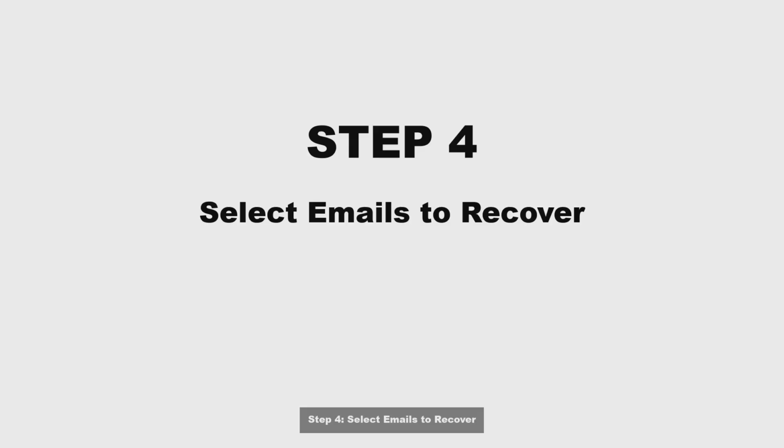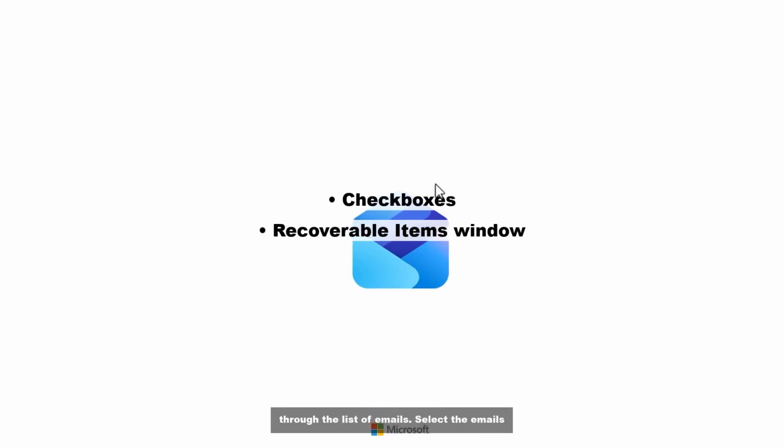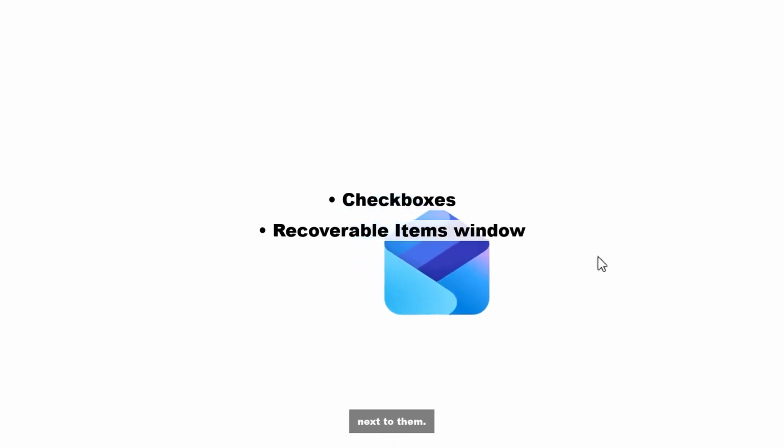Step 4. Select emails to recover. In the Recoverable Items window, browse through the list of emails. Select the emails you want to recover by checking the boxes next to them.